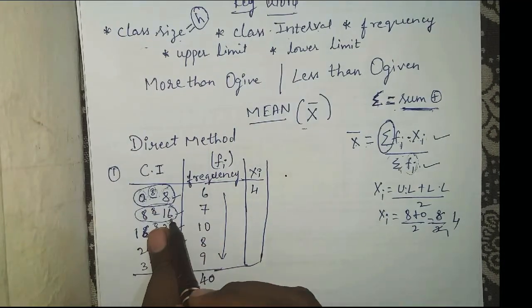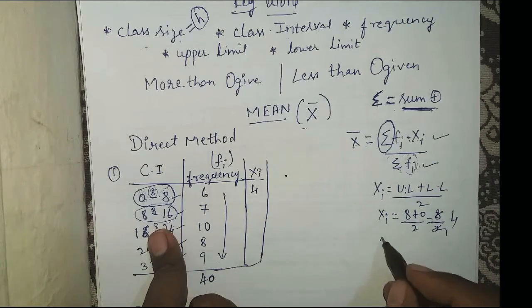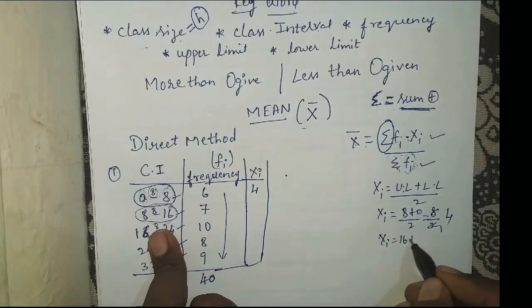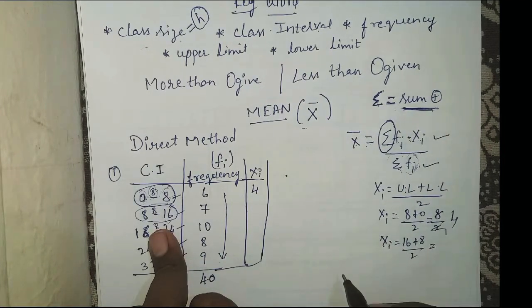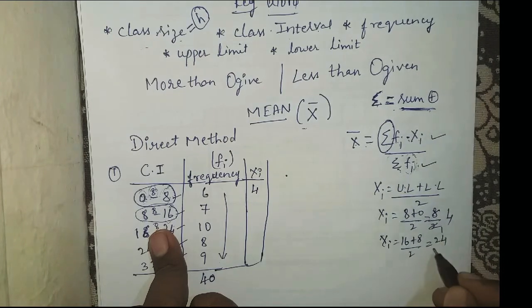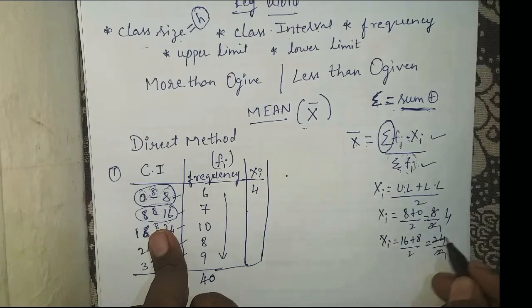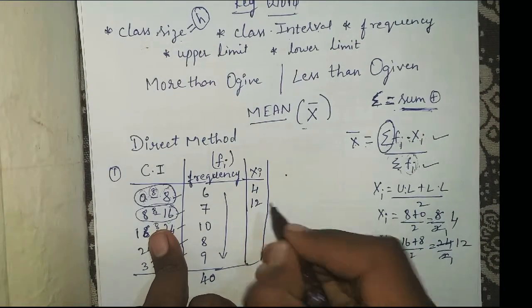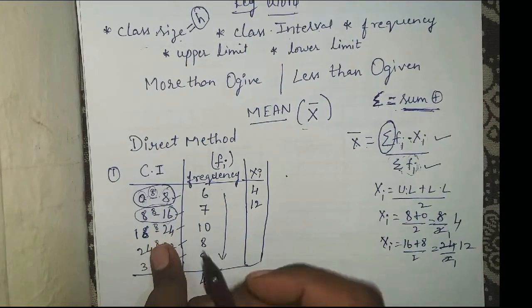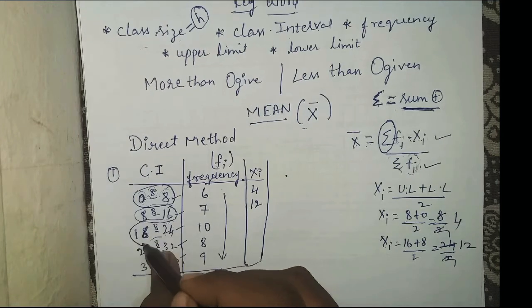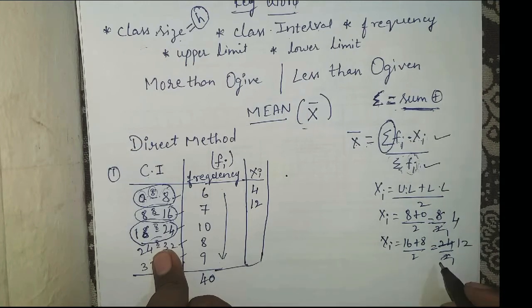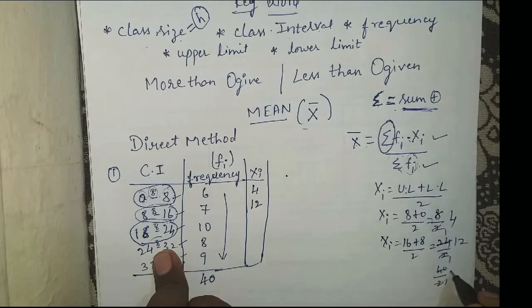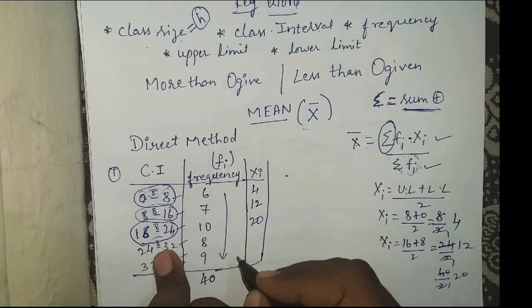For the next interval, what is the xi value? The upper limit is 16, so 16 plus 8 by 2. 16 plus 8 is 24, by 2, 2 twelves are 24. So the next answer is 12. The same way you will calculate for the next interval. Upper limit plus lower limit, 24 plus 16. What is 24 plus 16? It is 40. So 40 by 2 is 20. So I got 20.